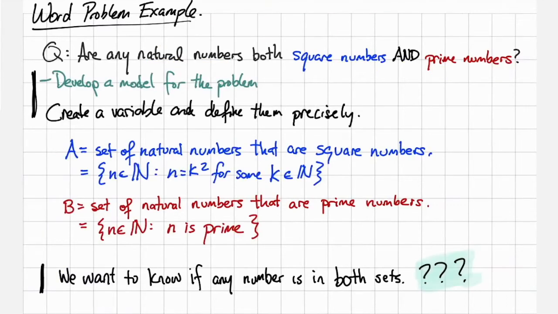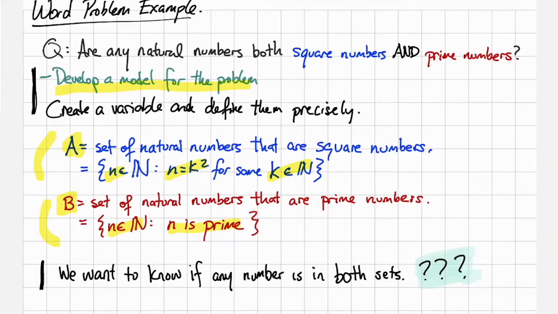Okay, next step. We need to develop a model for the problem. We had written down two sets. Now let's give them variables and define them precisely. Our set of natural numbers that are square numbers we'll call A. If we want to write that in set builder notation, we would say it's the set of natural numbers n, such that n is equal to k squared for some natural number k. If we want to make the set B precise, we can say it's the set of natural numbers n, where n is prime. And we want to know if any number is in both sets.